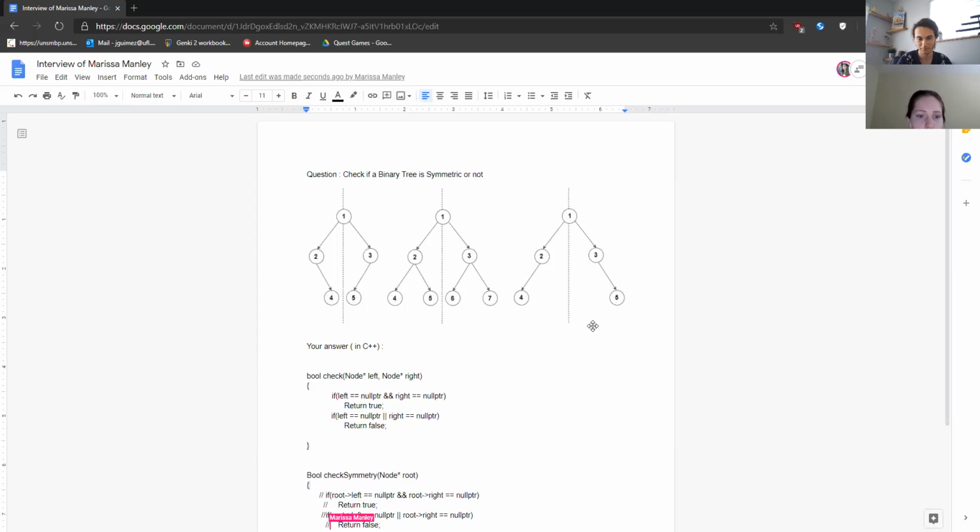I'm going to comment it out. So those don't exist right now. The first thing it does is it sends left and right, 2 and 3. First, it checks if left equals null pointer and right equals null pointer. Neither of those are true. And then if left equals null pointer or right equals null pointer, that would be in the case where if the 3 didn't exist, it would return false, or if the 2 didn't exist, it would return false. So in this case, it is.